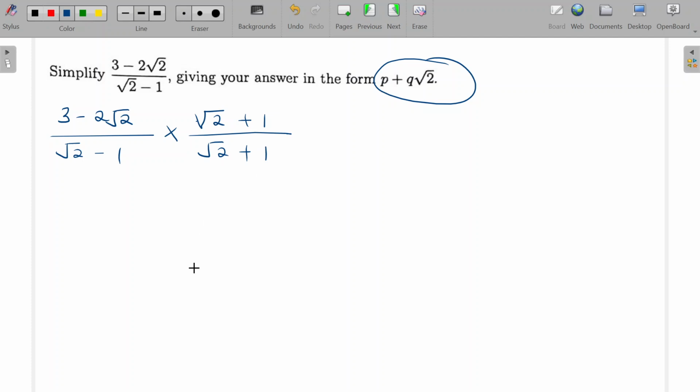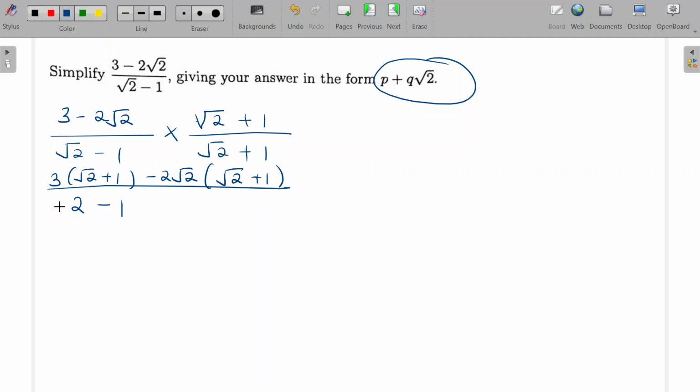When you do that, at the bottom you are going to have a difference of two squares, where you multiply square root of 2 and square root of 2, which will just give you a 2. Then minus times positive gives you minus. 1 times 1 gives you 1. Then on top, you get the 3 and multiply with everything that is here. Then you get the minus 2 square root of 2, and you multiply with everything that is here.